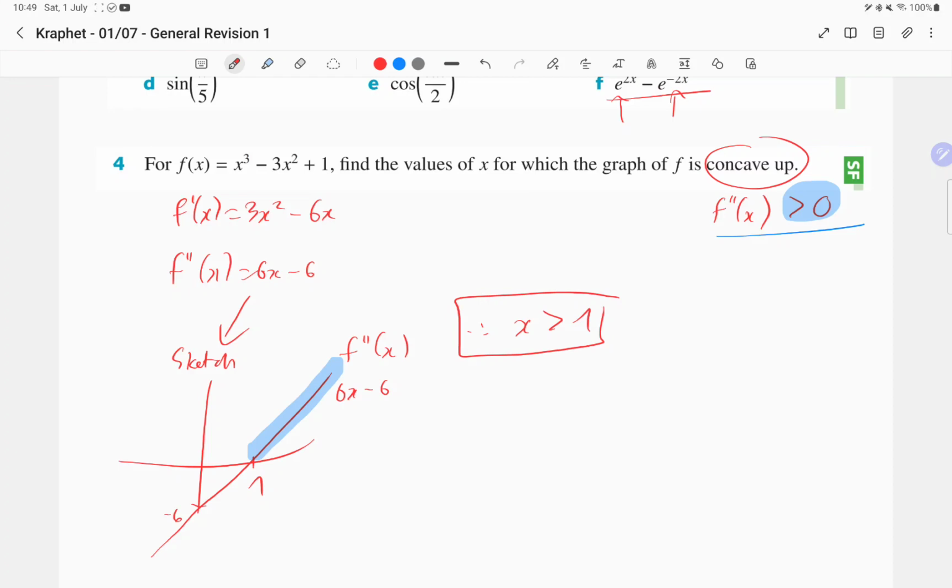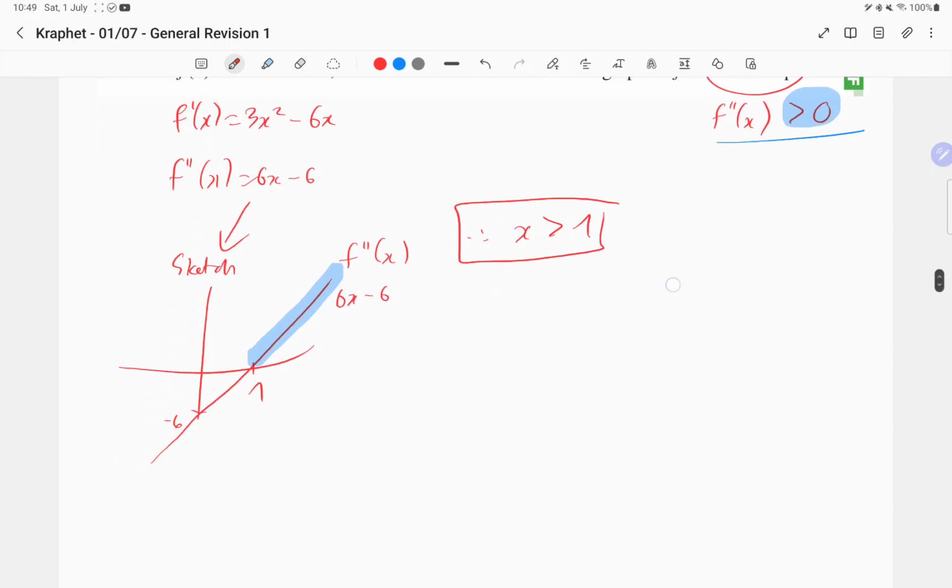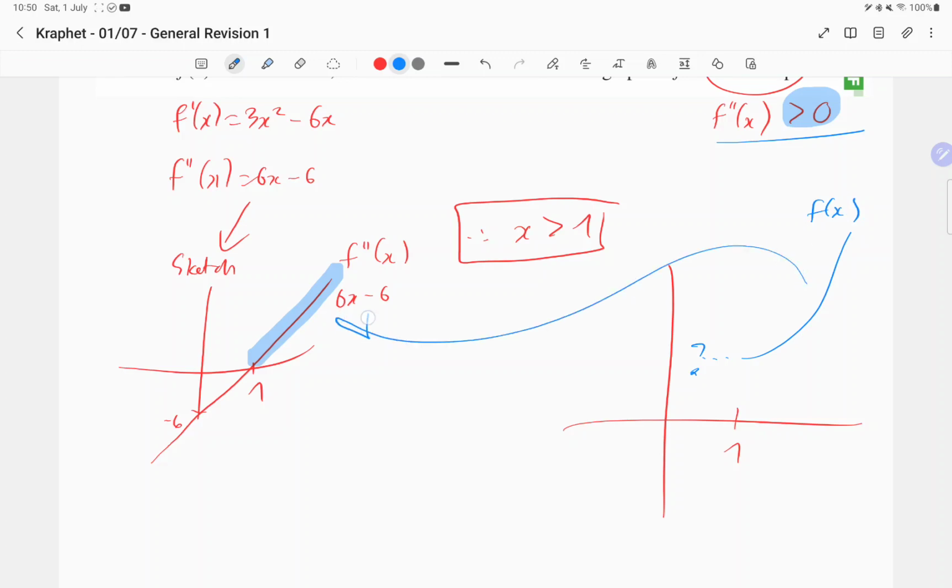Okay, note that this is the graph of the second derivative. It means that in the main graph, when x is more than 1, it will have to be concave up somehow. We don't know what happens before 1, but we know that after 1, it has to be concave up. So this is the main graph f(x). And when you translate the concavity, it is when the second derivative is positive.